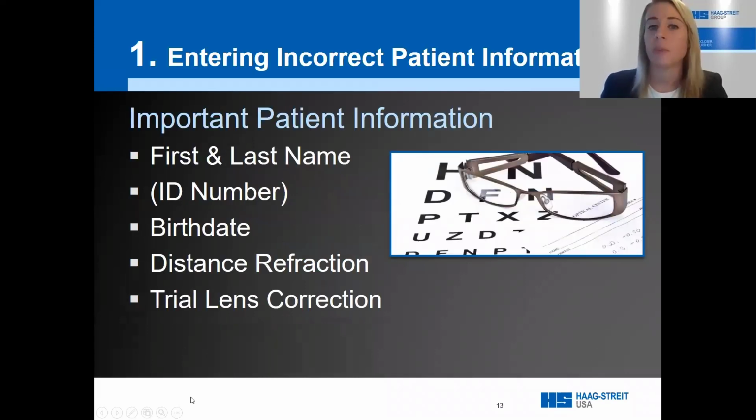Now, what type of information do we need? Again, name is important, first and last name. Sometimes we use ID number and birth date. We also need to know the patient's most recent distance refraction. This will help us calculate how to correct the patient for the visual field with trial lenses.